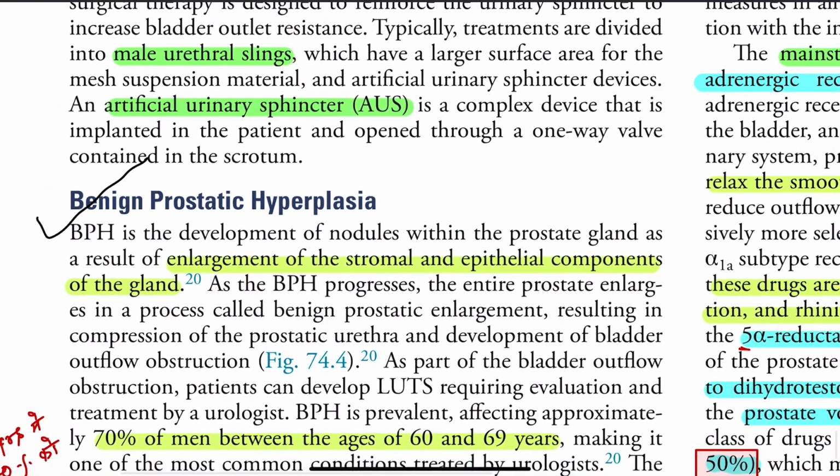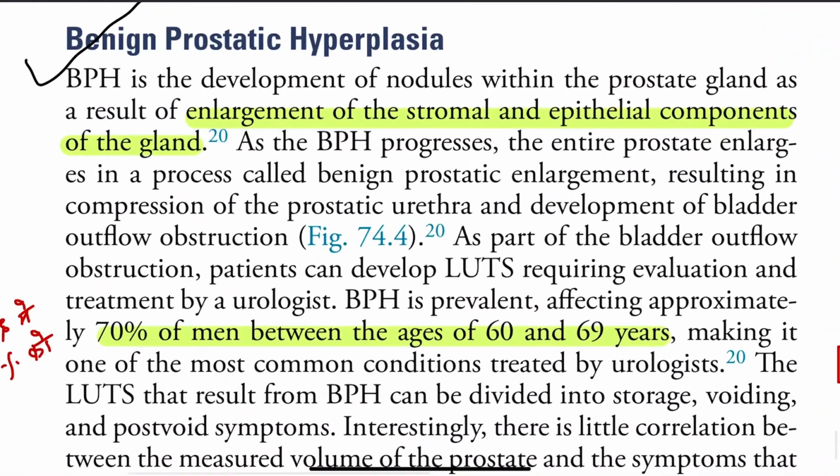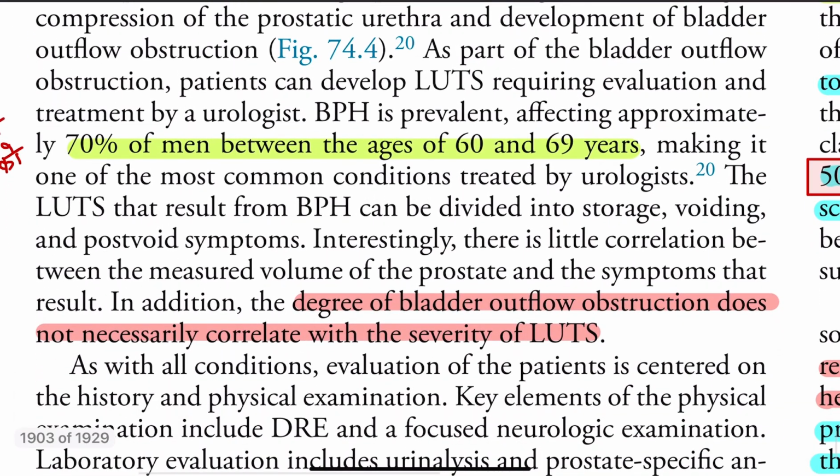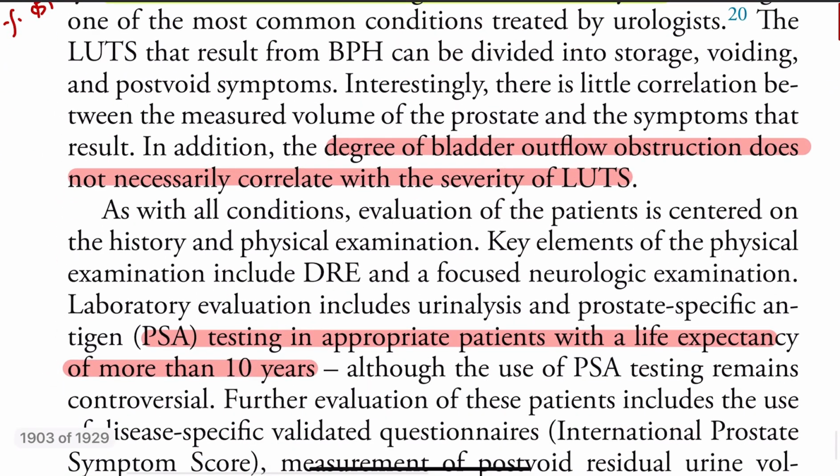Now come to the most important topic, BPH. So what is BPH? Enlargement of the stromal and epithelial components. 70% of men develop BPH around age 60 to 70, so at 70 years, 70% of males. The degree of bladder outflow obstruction does not necessarily correlate with the severity of LUTS.